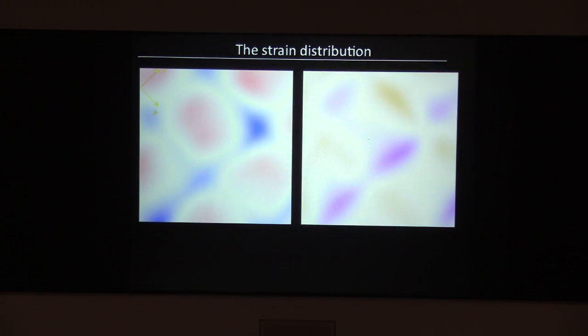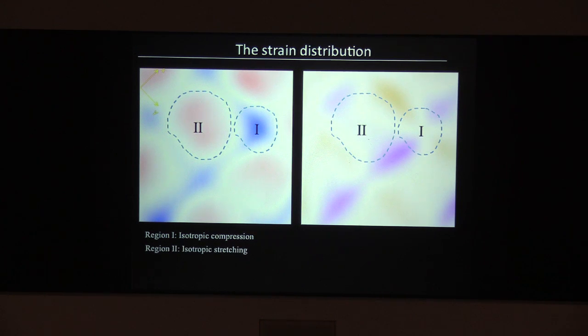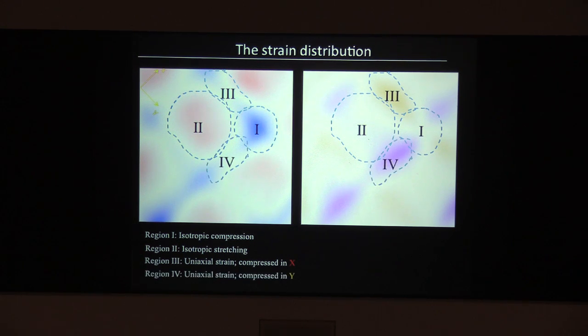Let me just show you how these actually exist together. This is a region of isotropic compression. This is a region of isotropic stretching. And here is the pure uniaxial strain region, these two. So we have all of these happening in the same system.